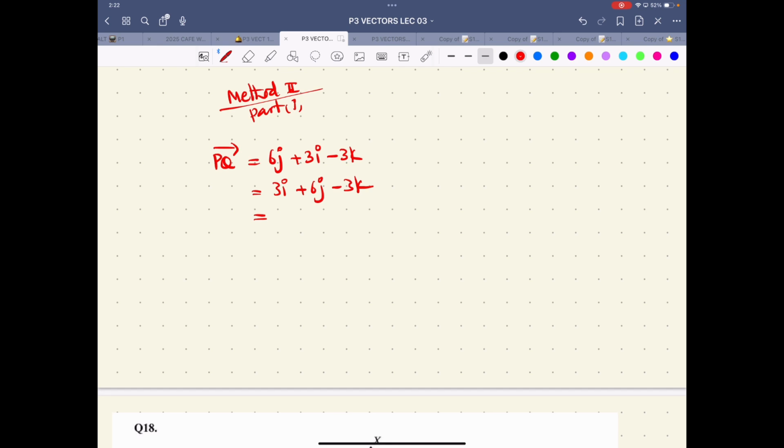Look at my working. First, I'm making sure that the order is correct, IJK. First of all, whatever I see, I write it down. The second one, I correct the order. The third one, I write in the column vector. So therefore, this is 3, 6, negative 3. I'll check the answer later on.